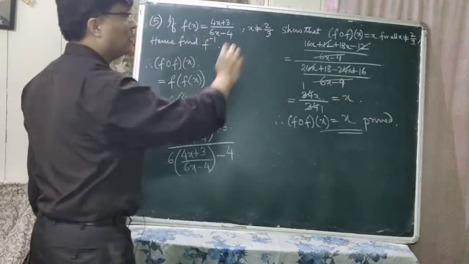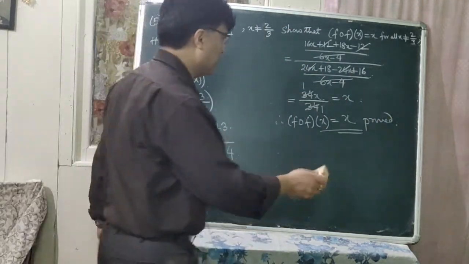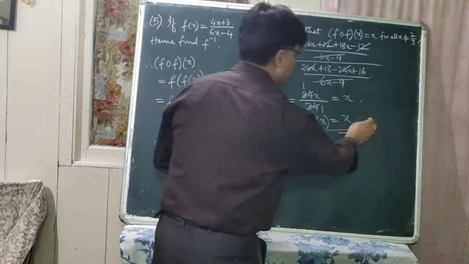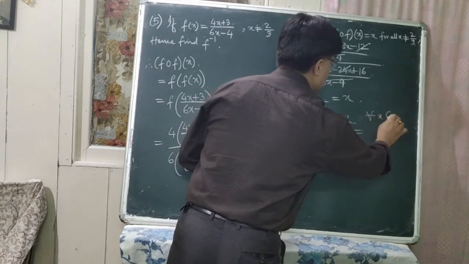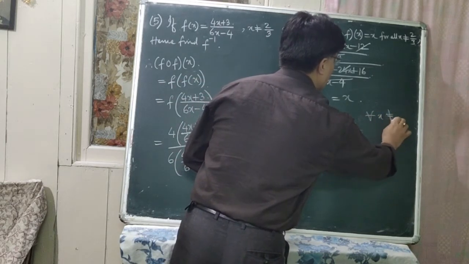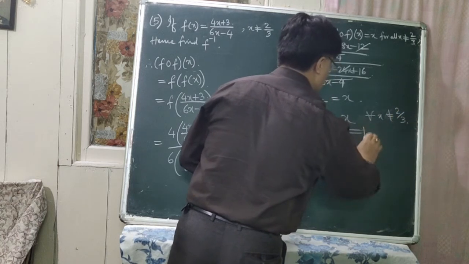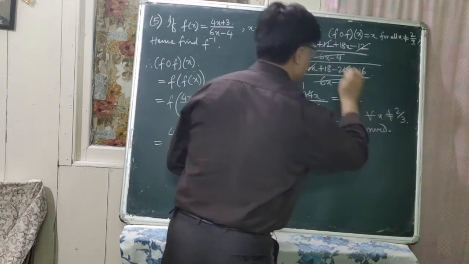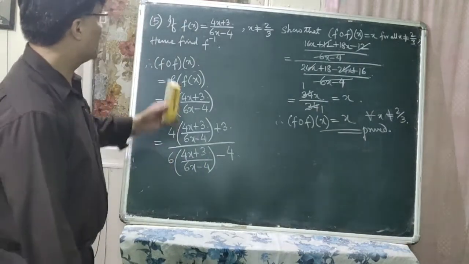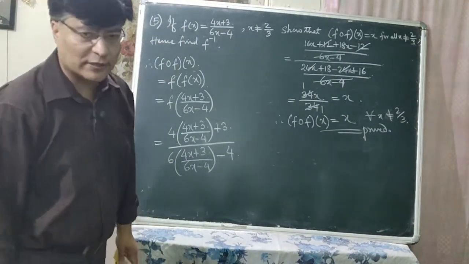That is for all x not equal to 2 by 3. So let us write here, for all x not equal to 2 by 3. So we have proved it. Okay. Now hence you have to find out f inverse.